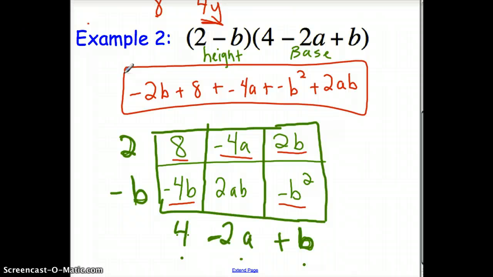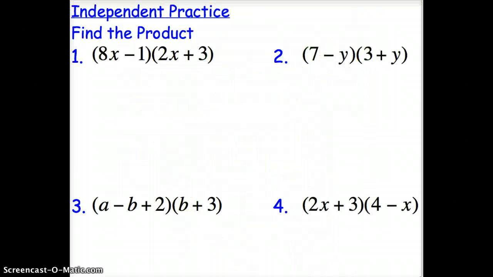So your goal for the next 4 problems is to review that. Check with your teacher if you have questions or concerns, and do the problems on the back of your worksheet as well.